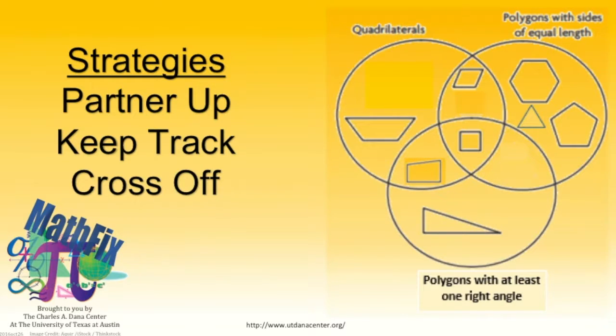To close out, let's revisit the depth of this math fix. By starting with a justification, moving to reclassifying out of an overlapping circle and into an overlapping circle, and finishing with 3 overlapping circles, this math fix builds in complexity.